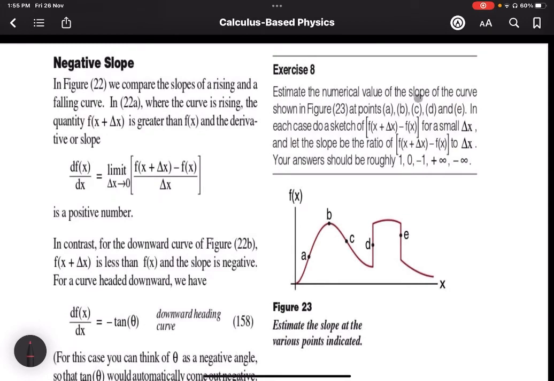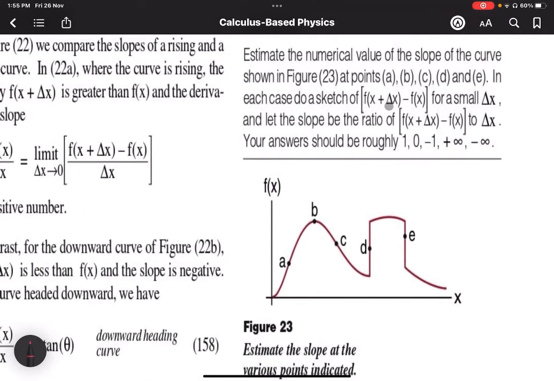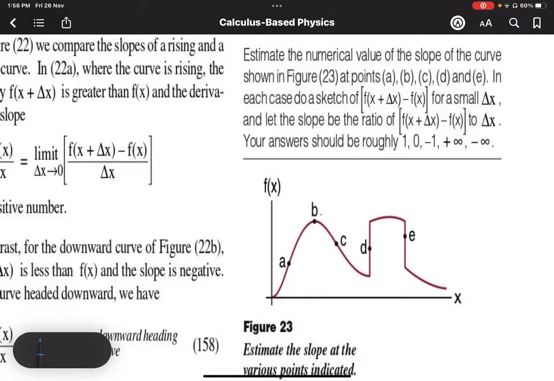Estimate the numerical value of the slope of the curve shown in figure 23. Ito yon. At points A, B, C, D, and E, 5 na points. No? In each case, do a sketch of f times x plus change in x minus f of x. So, gawin natin to, for example, no? So, ito yung line. Lagyan natin tong blue. Yung ating pan-drawing. Yan.